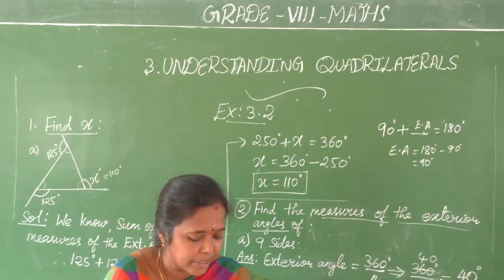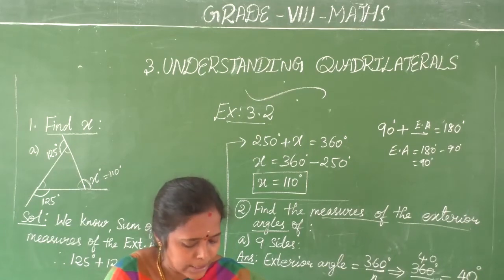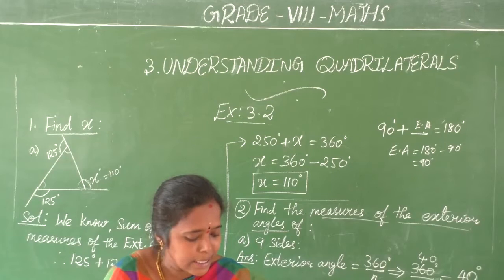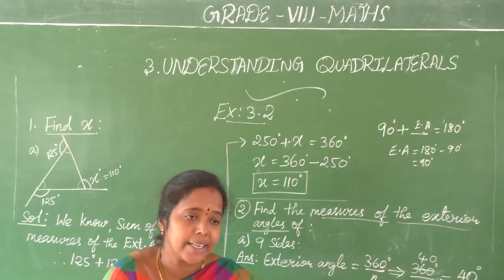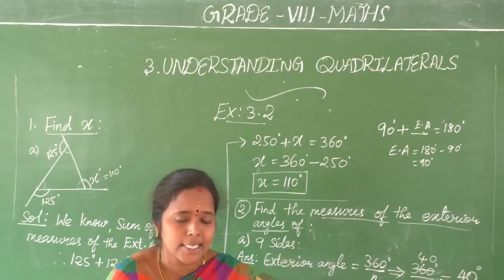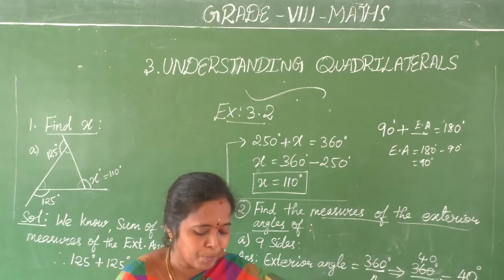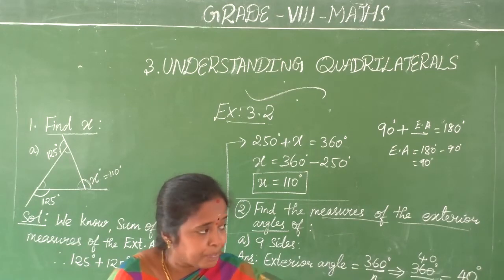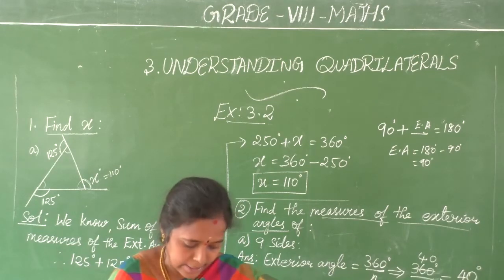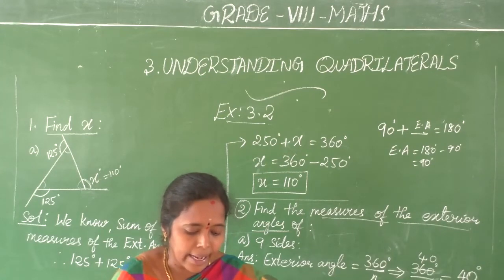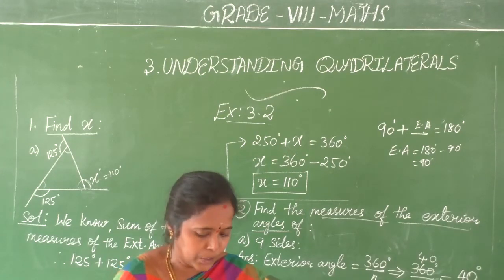exterior angle of a regular polygon of 9 sides, 15 sides. What is given here? Find the measure of each exterior angle of a regular polygon of 9 sides. A 9-sided polygon is given. Actually, what is the name of the 9-sided polygon? Last week we have seen, no? What is it? Nonagon. Clear? A 9-sided polygon is given. That exterior angle we have to find.